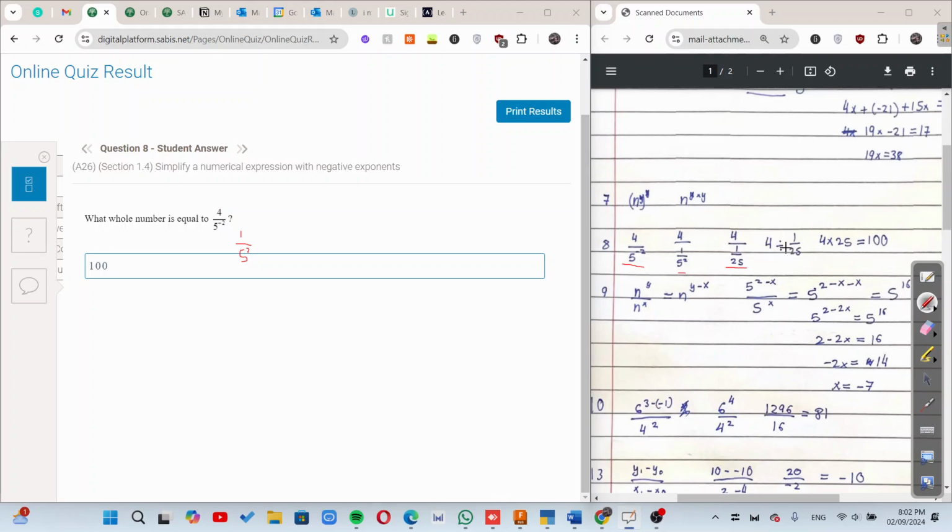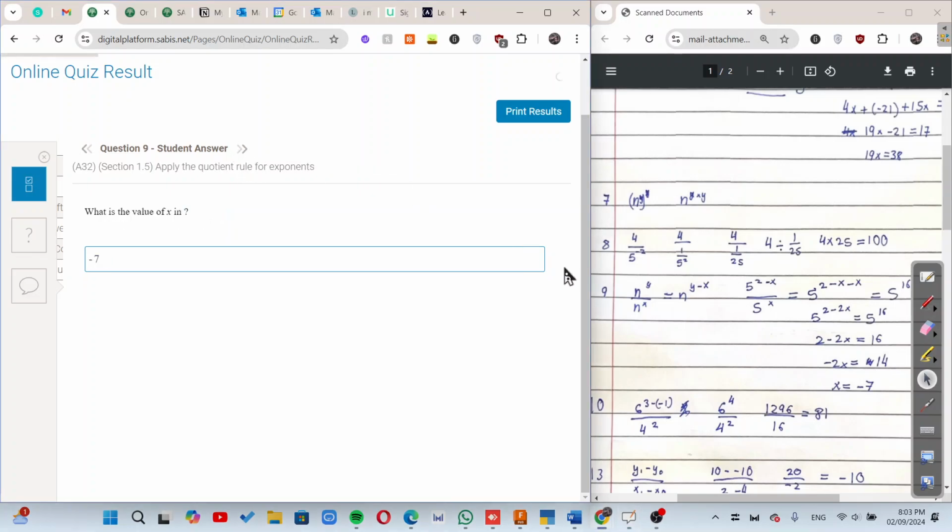When you're dividing with a fraction, you do KCF, keep, change, flip. You're keeping the 4, you're changing the divide to multiply, and you're flipping this fraction into 25. 4 times 25 is equal to 100. And that's how you get your answer.